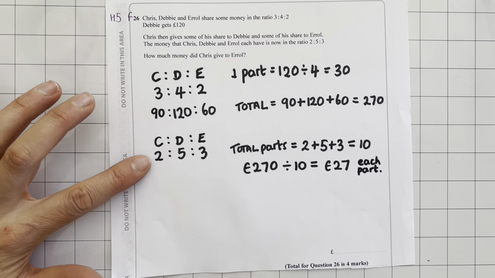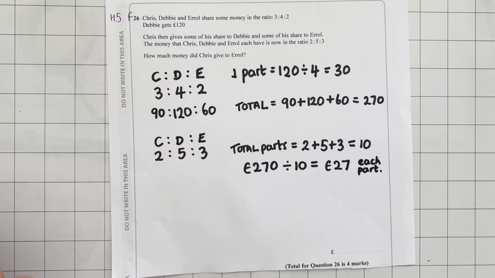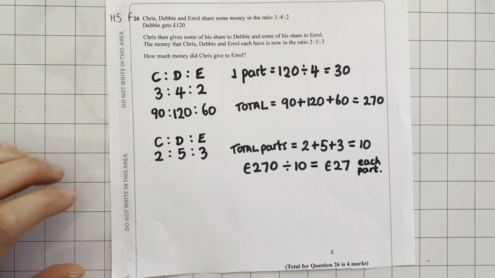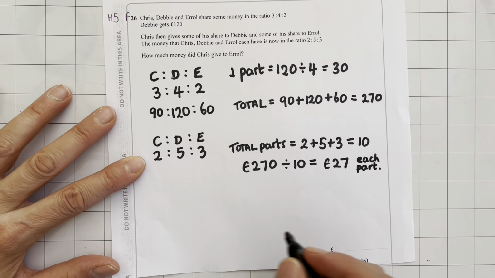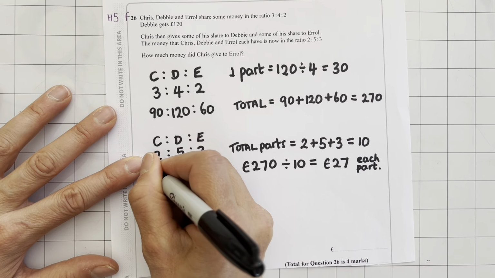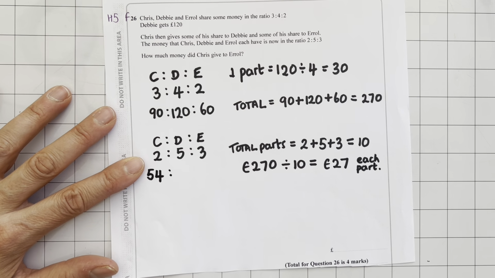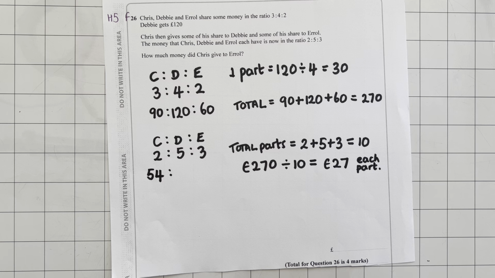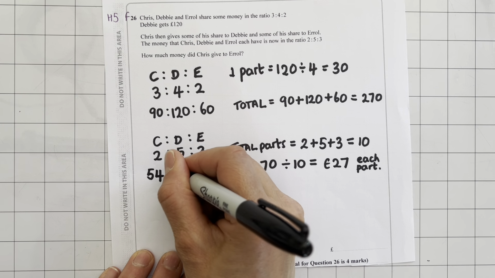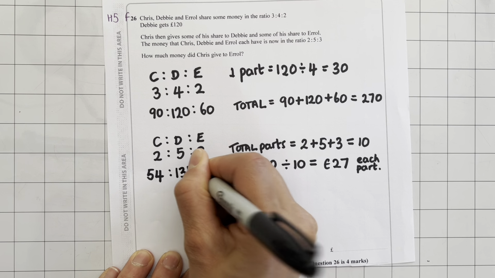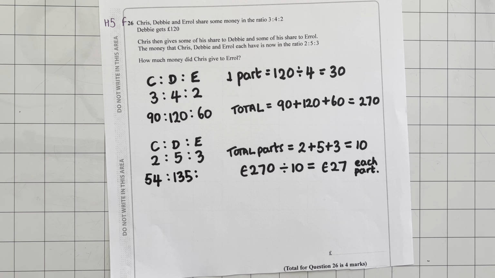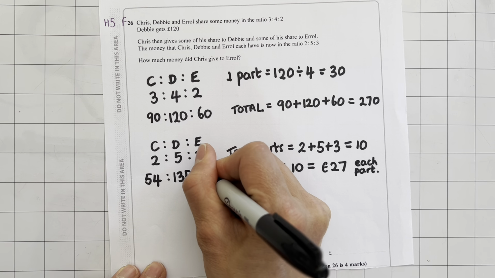And so for each of these, we need to multiply by 27. So 2 times 27 will tell us that Chris has £54. 5 times 27 is £135. And 3 times 27 is £81.